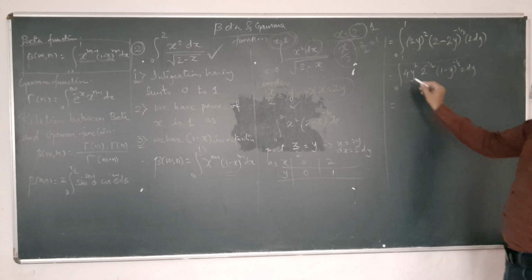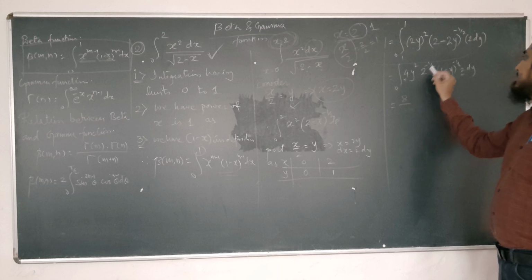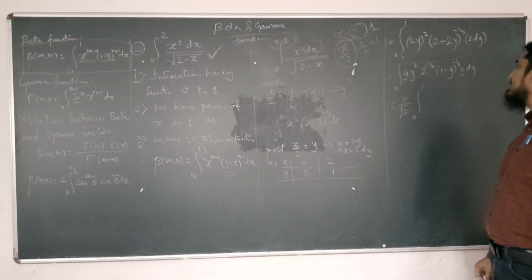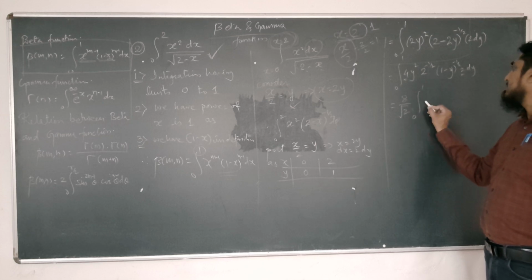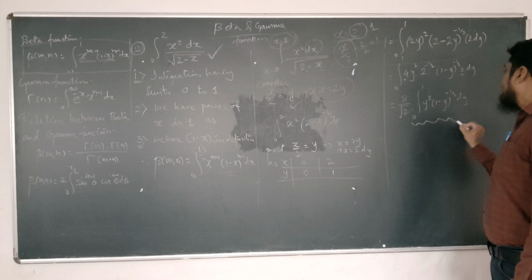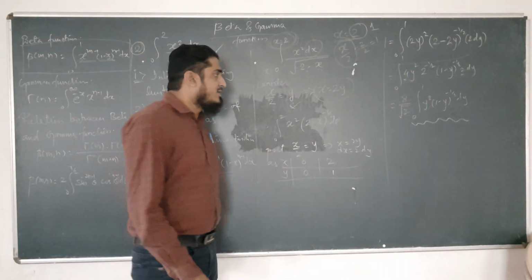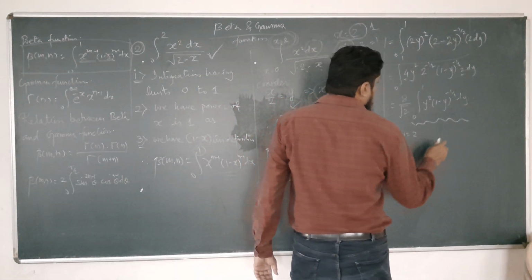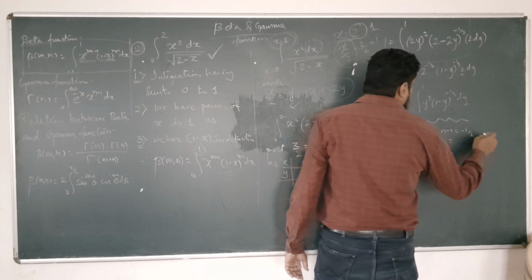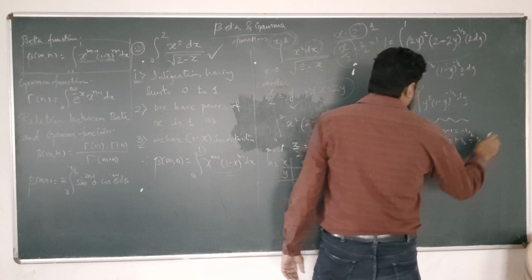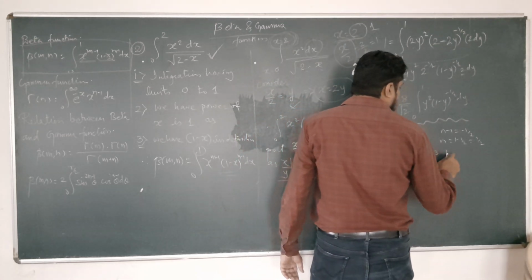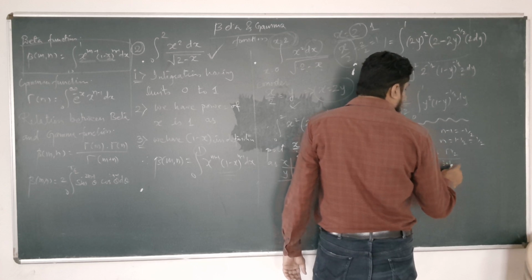Now, 2 raised to half is root 2, integration from 0 to 1, y square, 1 minus y raised to minus 1 by 2 dy. Now, compare this with the definition of the beta function. We will see that m minus 1 is equal to 2 and n minus 1 is equal to minus 1 by 2. So m becomes 3 and n becomes 1 minus 1 by 2, that is 1 by 2. So beta of 3 comma 1 by 2, we will get gamma of 3, gamma of 1 by 2, over gamma of 3 plus 1 by 2.